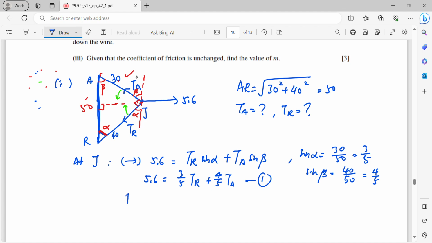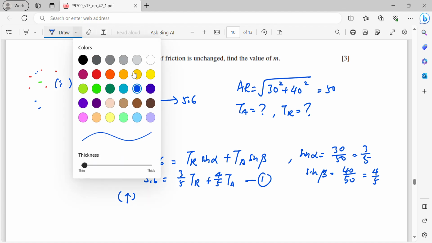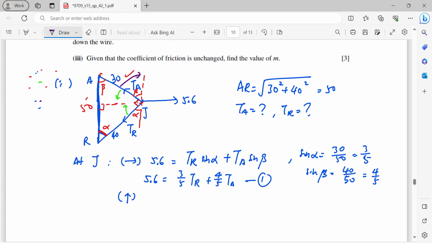Now, second equation is going to be referring to the vertical force. So for vertical force, the 5.6 will not be taken into consideration because that is horizontal. What I need to do now is resolve TA vertically and TR vertically. So when I resolve TA vertically, it is pointing up, and then the TR is pointing downwards. Therefore, it will be balanced. Alright. So when I resolve TA vertically, I will get TA cos beta because I'm using back its own angle, which is beta. Then equals TR cos alpha as well.